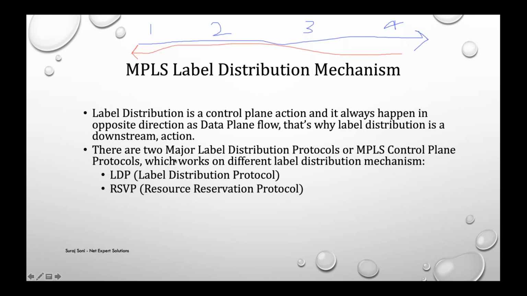So there are two major label distribution protocols, or we can say MPLS control plane protocols, which work on different label distribution mechanisms. They have their own ways. One is LDP, which is label distribution protocol. The other one is RSVP, resource reservation protocol. They have their own different characteristics, different working. It's up to you, depending on the situation and need, which protocol you want to use. You can use both, but they will have different sets of configuration, characteristics, and behaviors when they talk about the allocation.